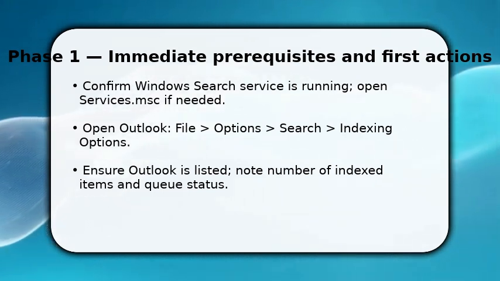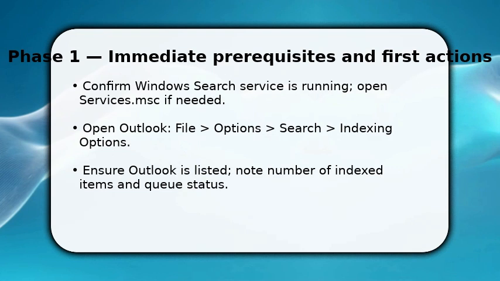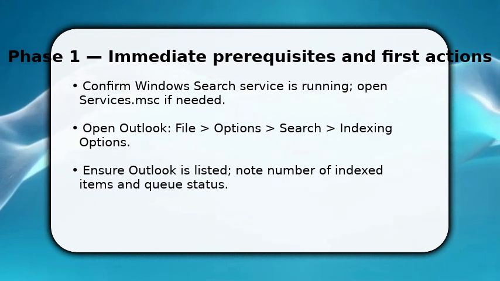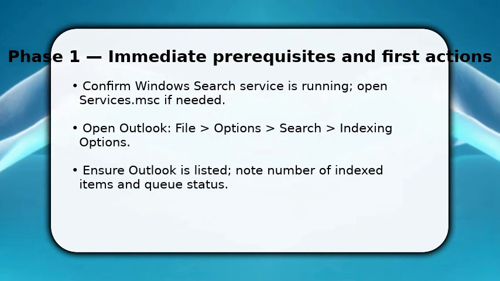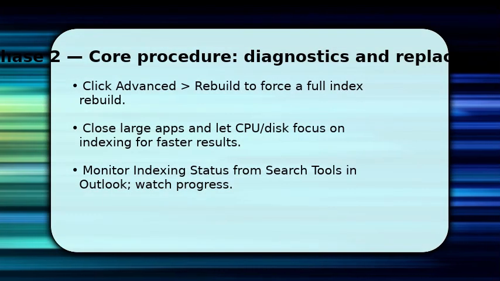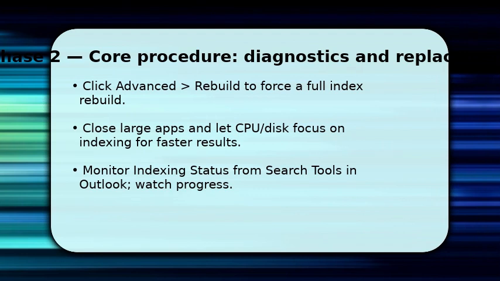While you're here, note the reported number of indexed items and whether any files are currently queued for indexing. This helps you track progress. Once you've confirmed Outlook is included, rebuild the index to resolve corruption or missing items. Click Advanced, then Rebuild. You should close heavy programs so CPU and disk I/O prioritize indexing. This speeds the job and reduces timeouts.